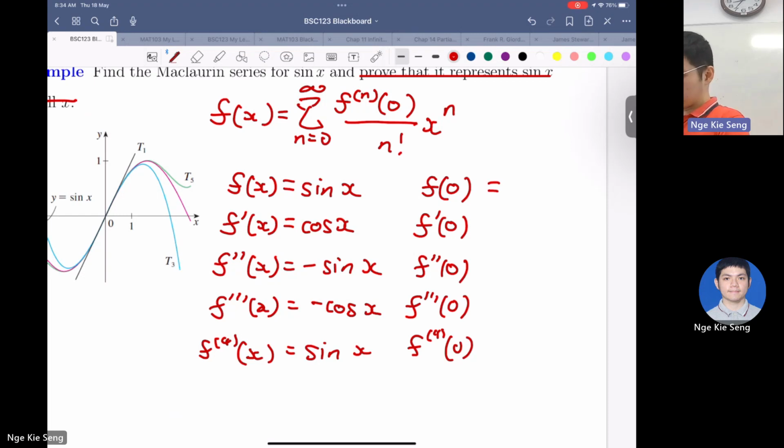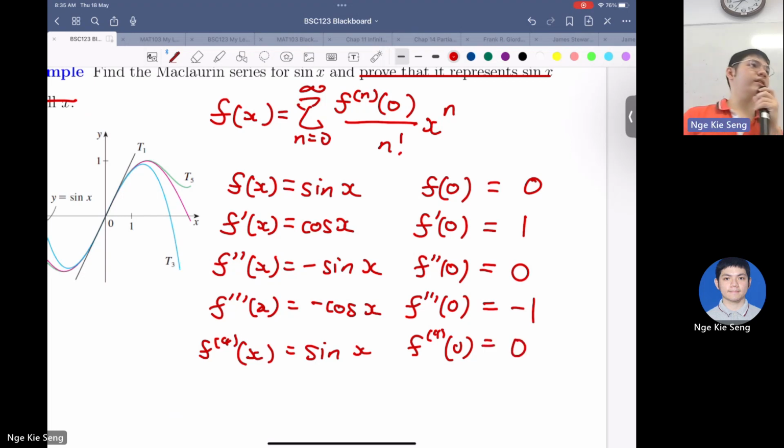f(0) is just 0. f prime of 0 is 1. f double prime of 0 is 0. The third derivative evaluated at 0 is minus 1. And then 0. So you can see this pattern popping up: 0, 1, 0, minus 1, 0, and then 1, 0, minus 1, 0. Because the nth derivative also has the same pattern.